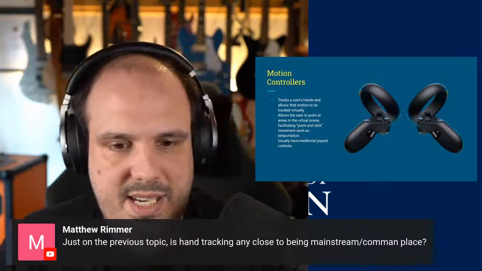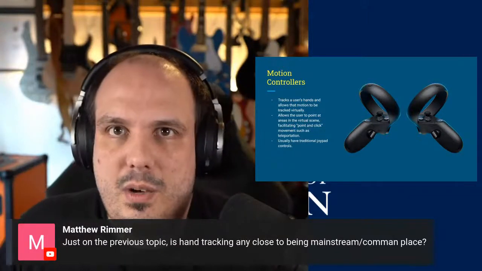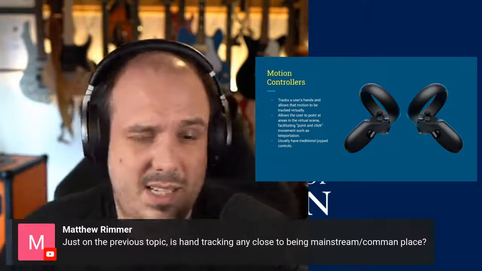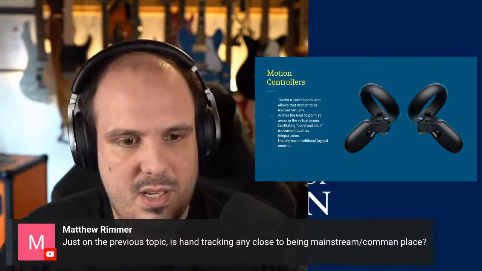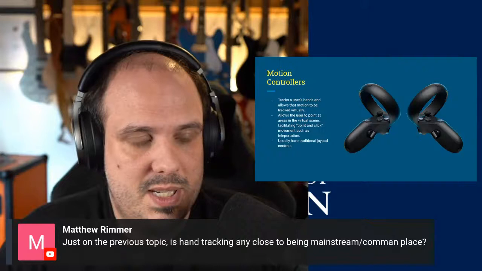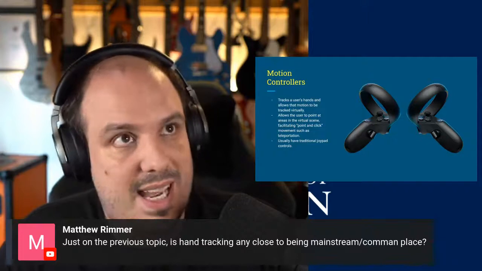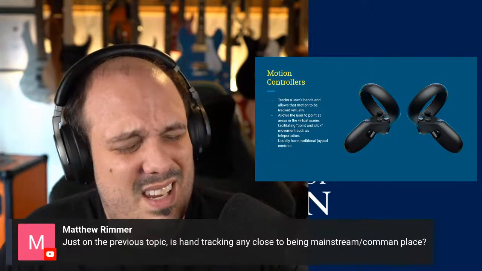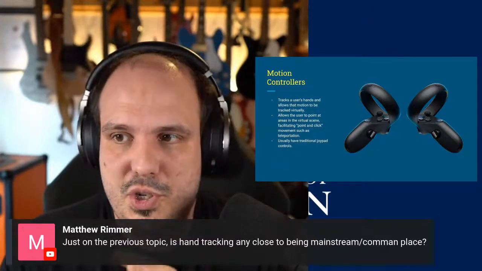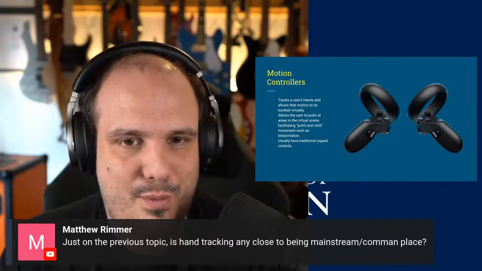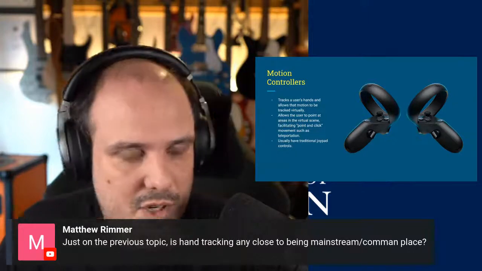On the previous topic, is hand tracking any closer to being mainstream commonplace? So we could argue it is commonplace now. Most modern VR kit as it's released, so I'm thinking things like the Quest and the new VR headsets that are coming out, do hand tracking. So we're seeing a lot of hand tracking out there. There are commercial hand tracking options such as the Leap Motion, name nearly escaped me there, which do a really good version of hand tracking. So yes, I would say it is actually pretty commonplace now in virtual reality.